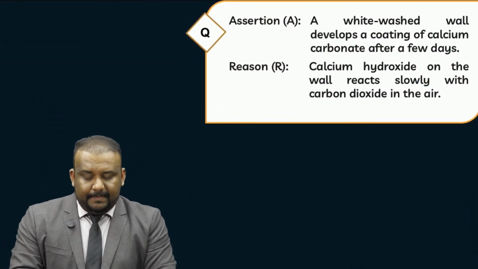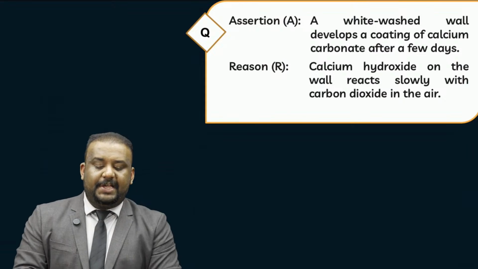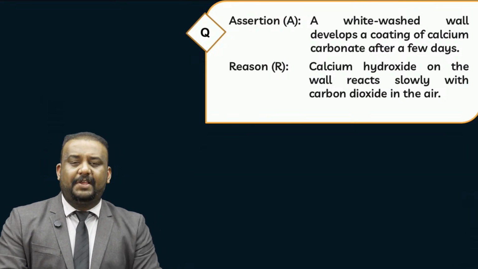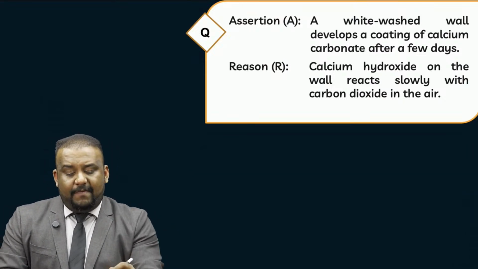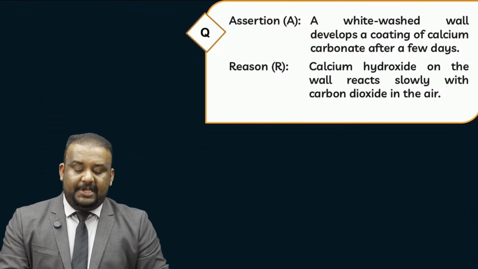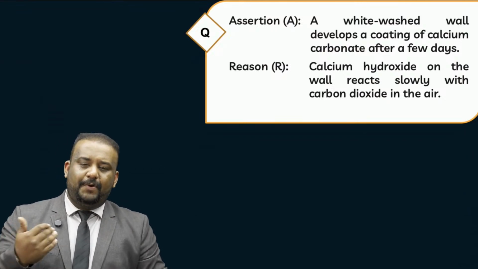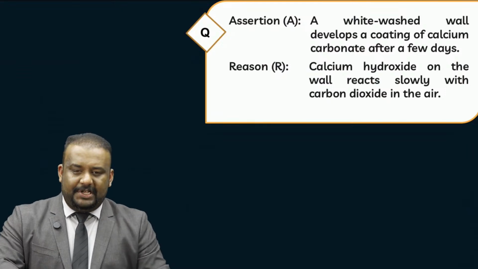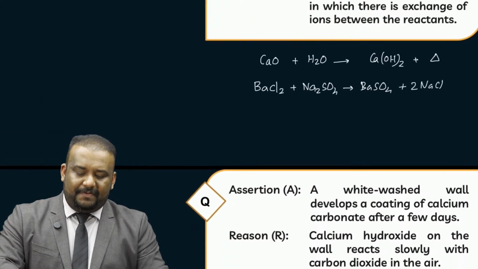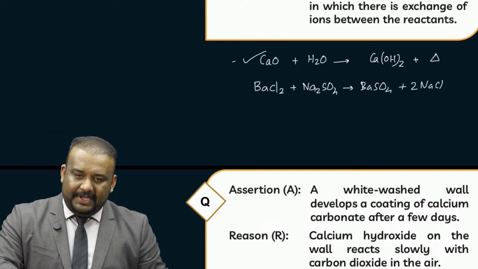The next question. A whitewashed wall develops a coating of calcium carbonate after a few days. You know the principle of whitewashing. I would say it's pretty much a continuation of the reaction we discussed previously.